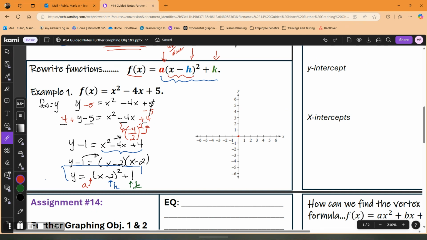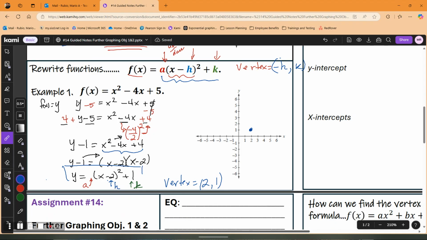I know from our previous notes that when I have this form, the vertex equals the opposite of whatever h is, and k. So in that case my vertex here is going to be -2, the opposite, so it's +2, and then my k is 1. So I know that I'm going to have a vertex at (2, 1). And because a is positive, my parabola is going to open upward.